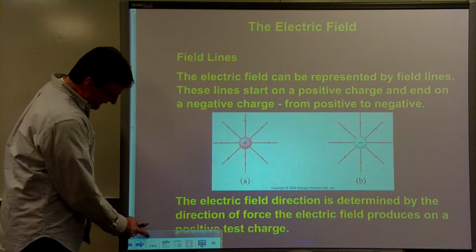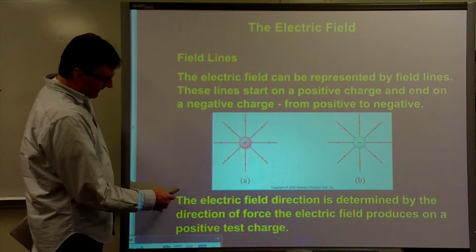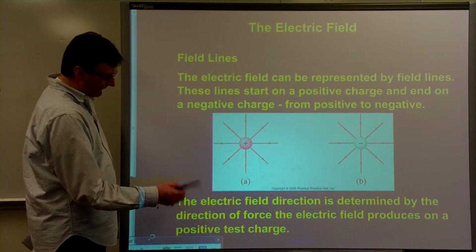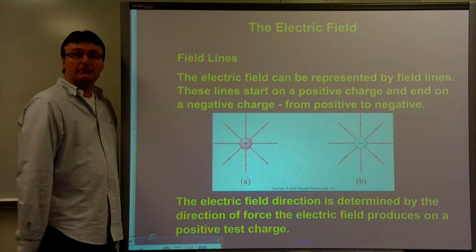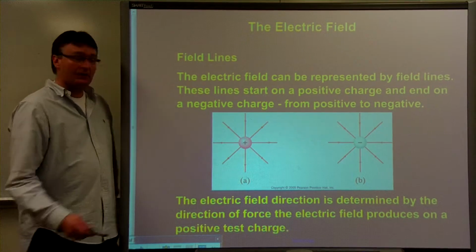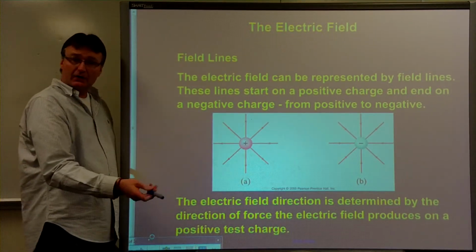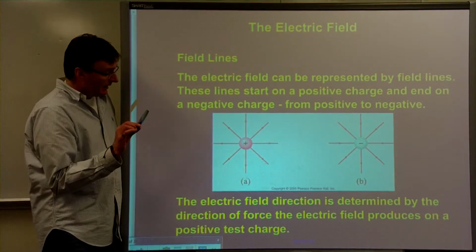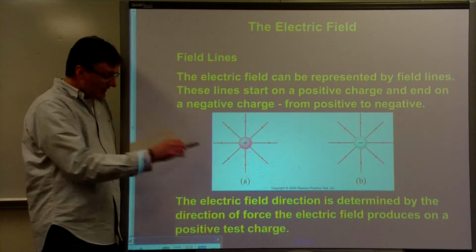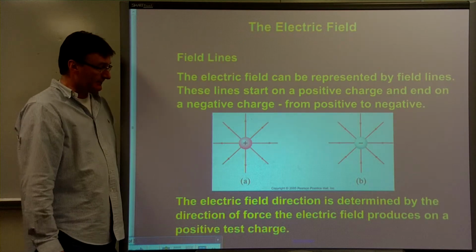So if we say it a little bit differently, which is probably a little less confusing, the electric field direction is determined by the direction of force that the electric field produces on a positive test charge. So in other words, if you have an electric field, put a positive test charge anywhere in there, and the direction of force on that positive test charge will tell you the direction of the electric field.